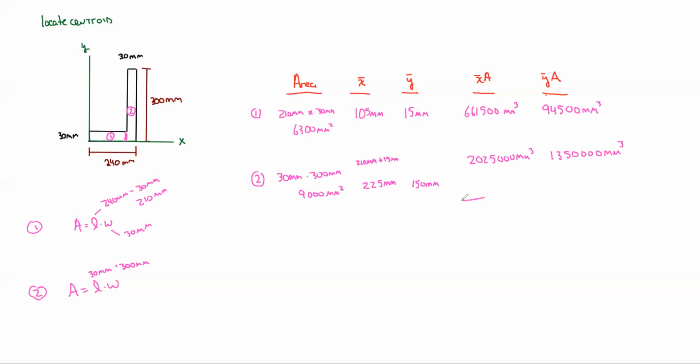We need to add this column here, and this column here. So we need to add the area column, the x bar A column, and the y bar A column. 6,300 plus 9,000 is 15,300 square millimeters. Then 661,500 plus 2,025,000 is 2,686,500 cubic millimeters.